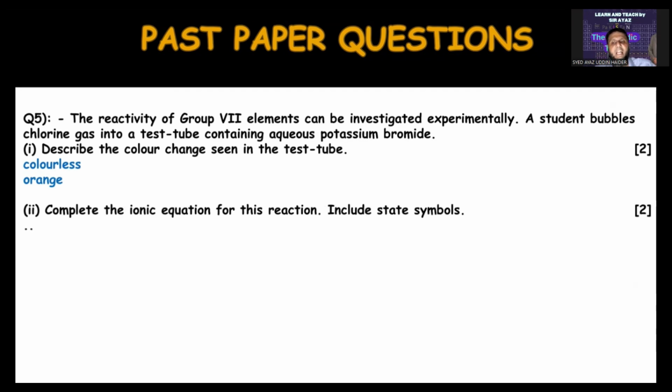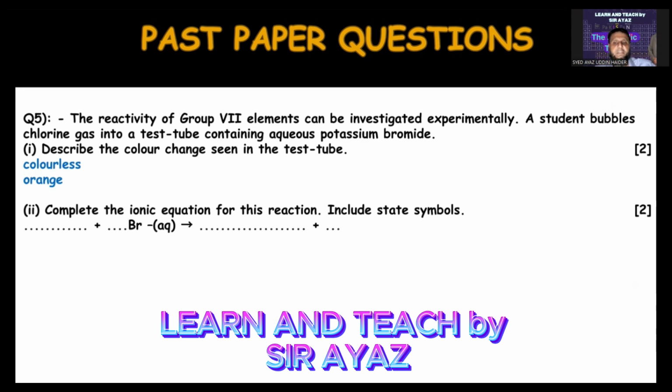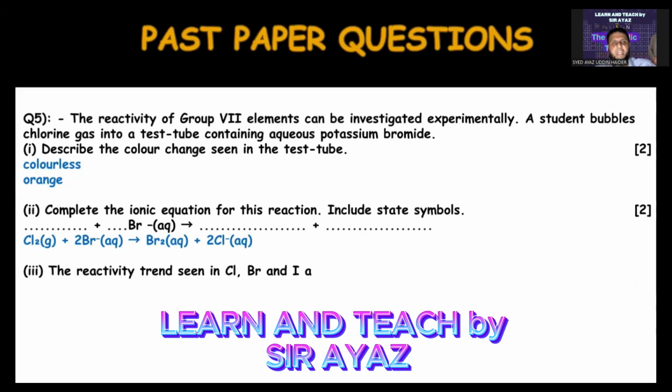Number 2, complete the ionic equation for this reaction. Include state symbols. So here it's dash plus Br minus aqueous gives dash plus dash. So you write Cl2 gas plus 2Br minus aqueous gives Br2 aqueous plus 2Cl minus aqueous.